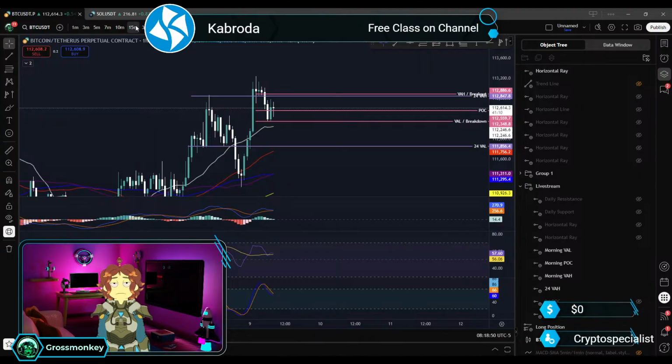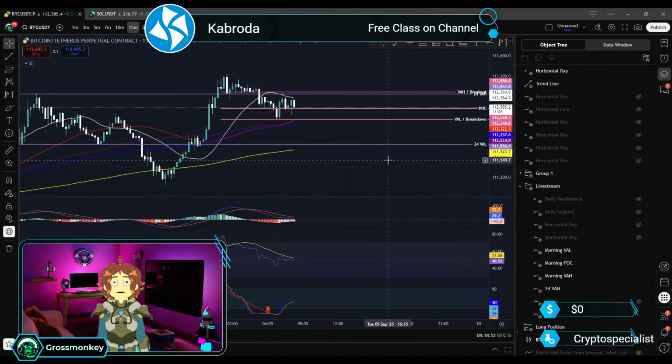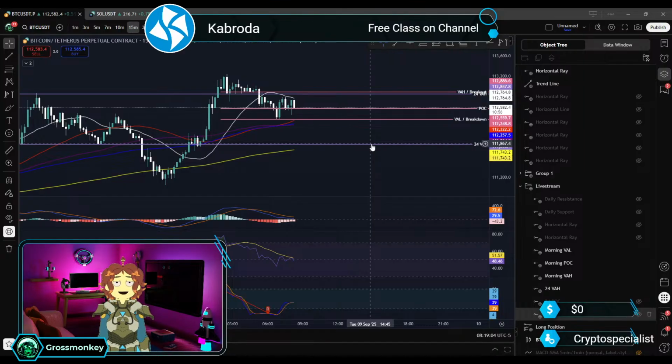Heading on to the 15. The battle box says pullbacks are forming after a strong push. Price consolidation is just above the morning POC at 112.56k. The volume tapering after the spike equals a compression phase.